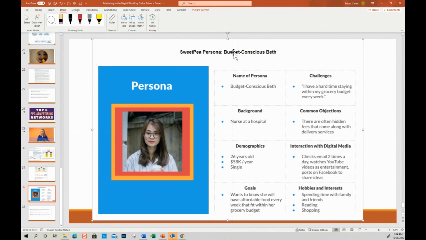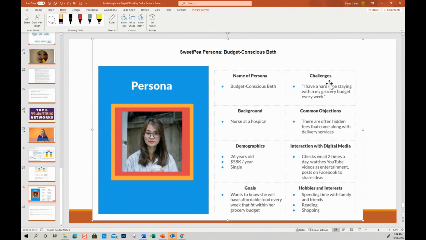Now this is for a company that sells electric toothbrushes. It is one of the examples in another digital marketing course that I do. I'm telling you this because otherwise some of the stuff that is here won't make sense. So the name of the persona is budget conscious. Background: she is a nurse at a hospital. Here are demographics. She wants to know if she will have affordable food every week to fit in with her grocery budget. So these are people who are looking closely at their budget.